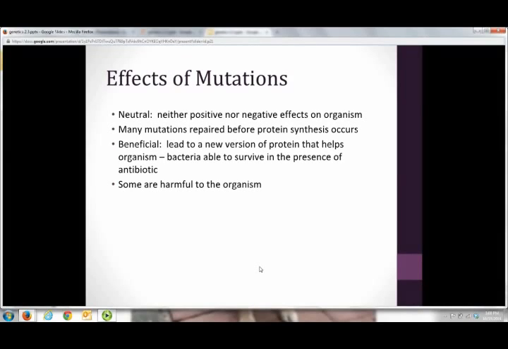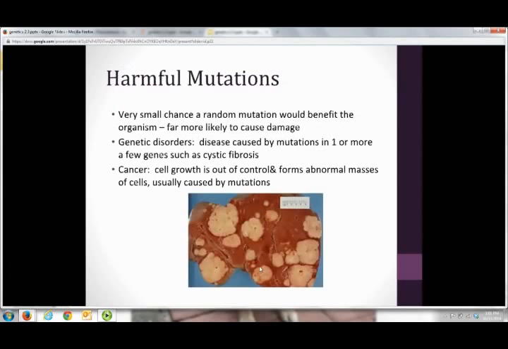The effects of mutations can vary. They can be neutral, where they have neither a positive nor a negative effect on the organism. Many mutations are actually repaired before protein synthesis occurs. You can occasionally have beneficial mutations that will lead to a new version of a protein that actually helps the organism. An example would be bacteria being able to survive in the presence of antibiotics. It's not beneficial to the host that gets them, but it is beneficial to the bacteria that they now have a new gene that is able to survive in the presence of that antibiotic. Some are actually harmful to the organism as well.